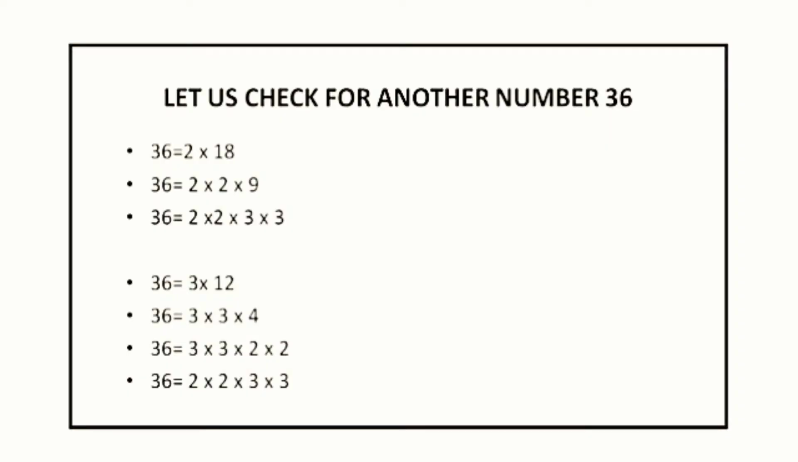Now, moving on to the second grouping of 36. 36 can be written as 3 into 12. 36 can also be expressed as 3 into 3 into 4 because when 3 and 4 are multiplied, we get 12. Now, another way to express 36 as the product of its factors is 36 equals 3 into 3 into 2 into 2. This is because I have used 2 into 2 instead of the number 4. Now, rearranging the third expression, I get 36 equals 2 into 2 into 3 into 3.